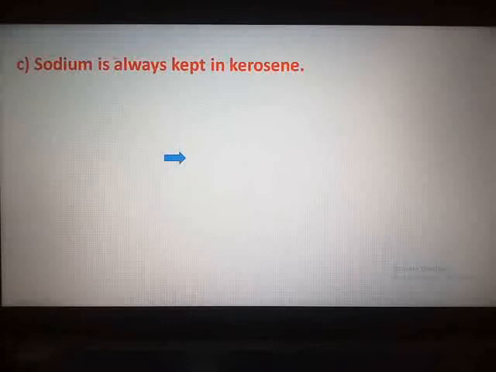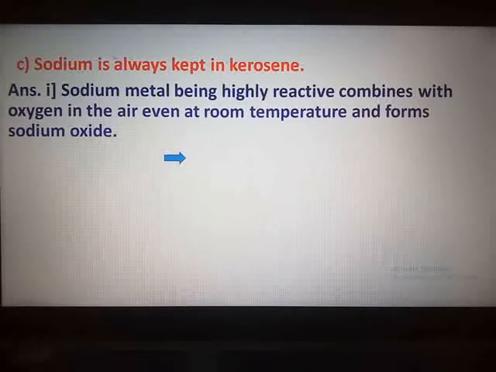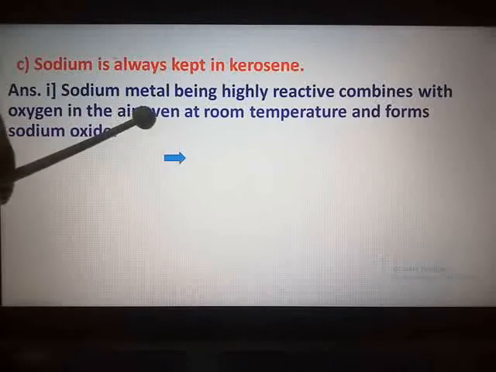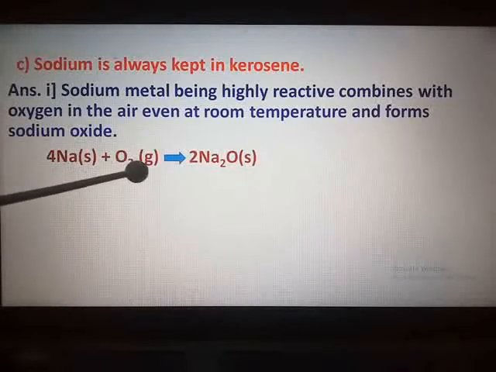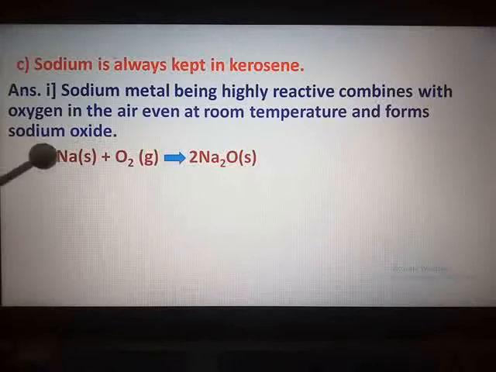Page number 94, under the heading reaction of metals with oxygen, you have point number 1. Second line: sodium metal being highly reactive combines with oxygen in the air even at room temperature and forms sodium oxide. Immediately for this statement, you have to support it with the equation given in the textbook: 4Na plus O2 gives 2Na2O.